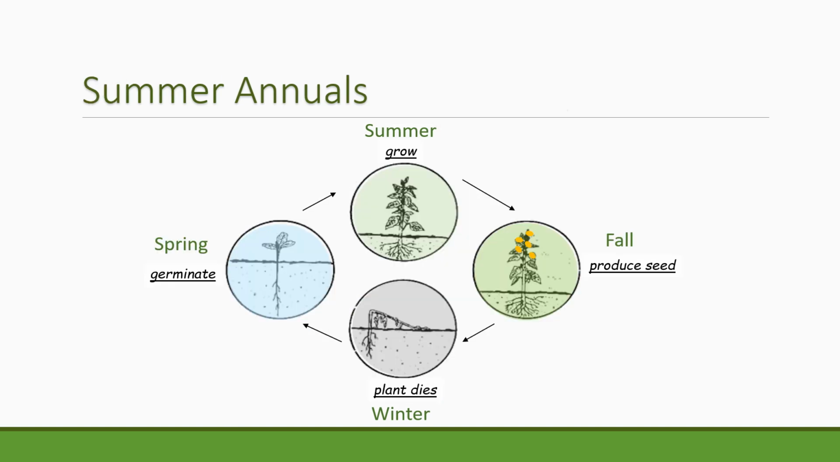Summer annuals, of course, are, as the name would suggest, they grow in the summer. So they germinate in the spring, they grow all summer long, they produce their seeds either in late summer or fall, and then they die, so they don't persist through the winter. So they're the ones that do not spend any energy to make it through the winter.